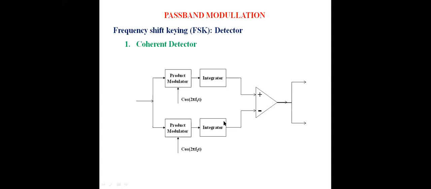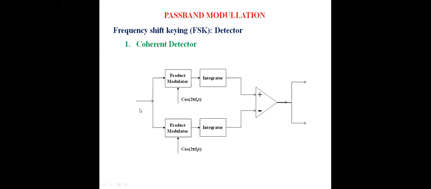So the output of this integrator will be zero, and the output of the upper integrator will be some constant when input is F1. When these two are compared by this comparator, the output will be positive, and that positive value will be decoded into 1. Did you get the point? So if input is F1, the non-inverting terminal of this comparator is positive, and here it is negative. So output is positive, and positive will be decoded into 1.